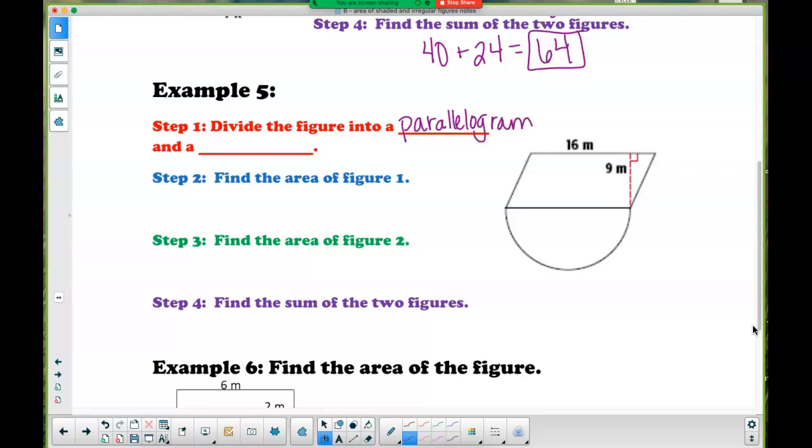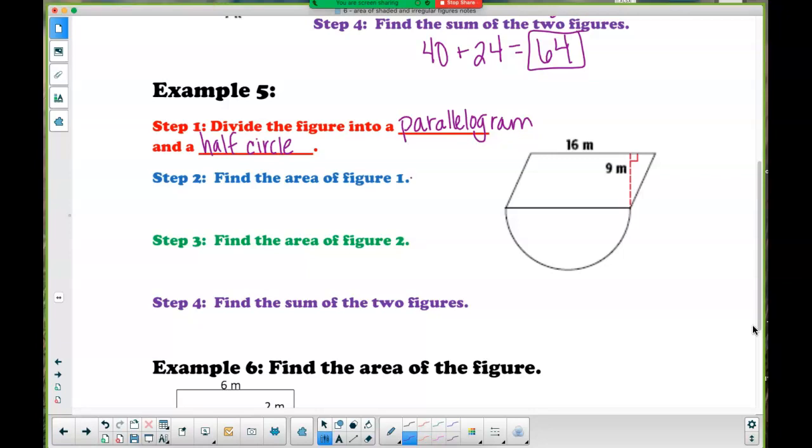And is it a full circle? No, it's a half circle or a semicircle. Agree with that? Okay. How do we find half of something? Can you guys remind me how we find half of something? Really? Divided by 2. So we know how to find a full circle, and then we'll just divide it by 2 to get half. So let's start with the parallelogram.